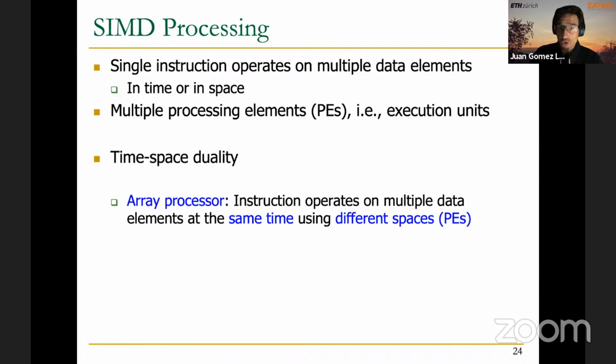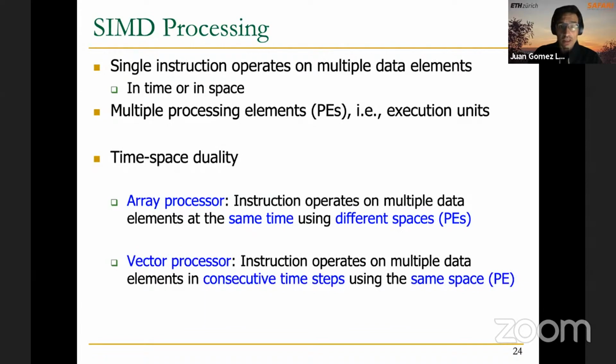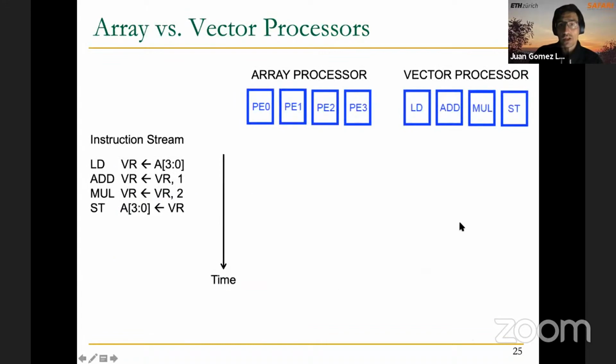In an array processor, what we typically have is that an instruction operates on multiple data elements at the same time using different spaces or using different processing elements. In a vector processor, an instruction operates on multiple data elements in consecutive time steps using the same space. And here you have a pictorial representation of both an array processor and a vector processor.